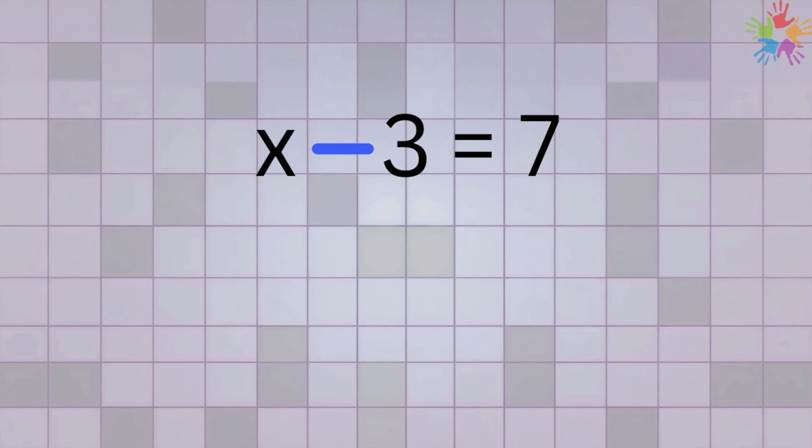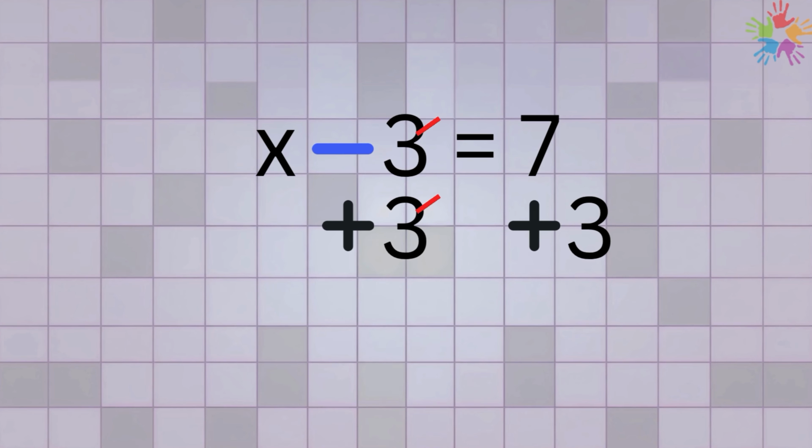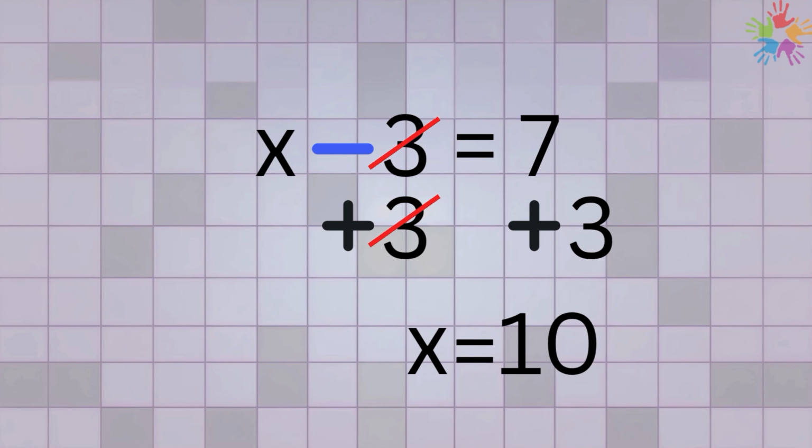A variable - 3 equals 7. To solve it, we add 3 to both sides. -3 and +3 cancel each other out. The variable is now alone. On the other side, 7 plus 3 equals 10. So the variable equals 10, and the equation is solved.